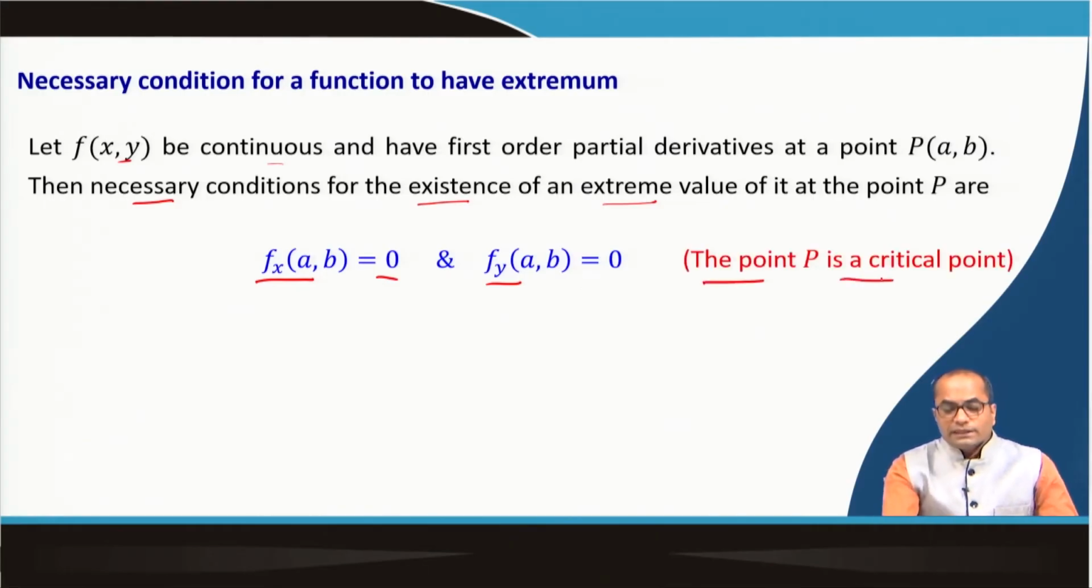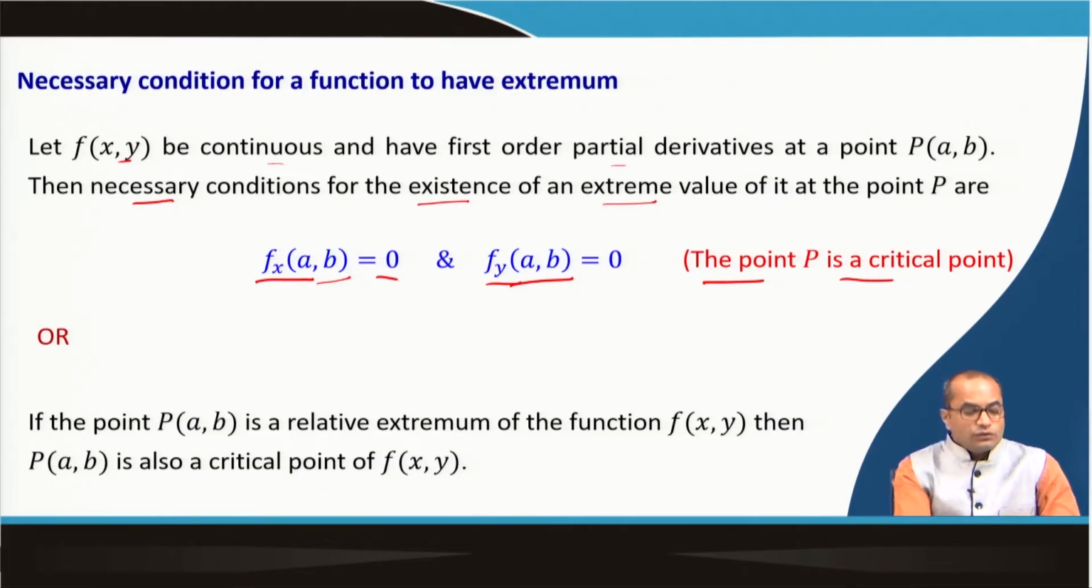So, the point P is a critical point, that is the definition we have already introduced for the critical point. A critical point is a point where these two derivatives vanish, and we are talking about where the partial derivatives exist. So, these must be 0. This is the necessary condition, or in other words we say that if the point P(a, b) is a relative extremum of the function, then P(a, b) is also a critical point of f(x, y).